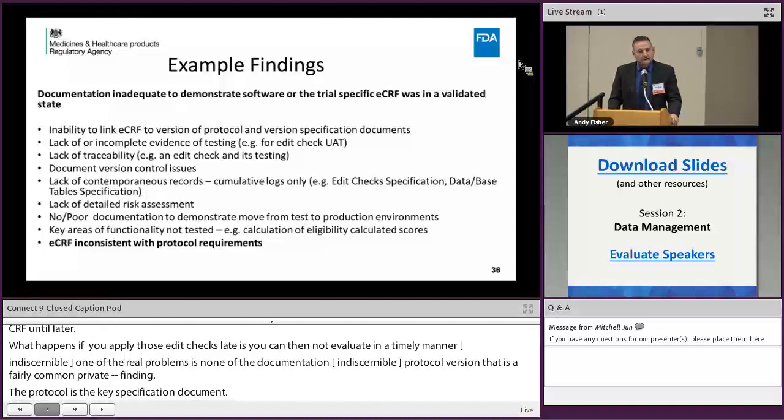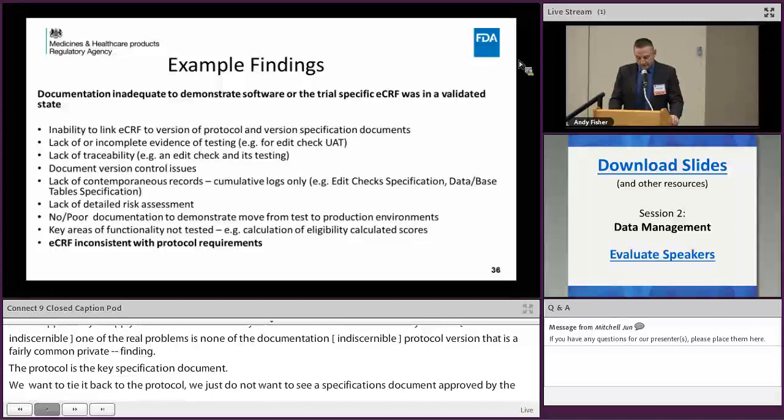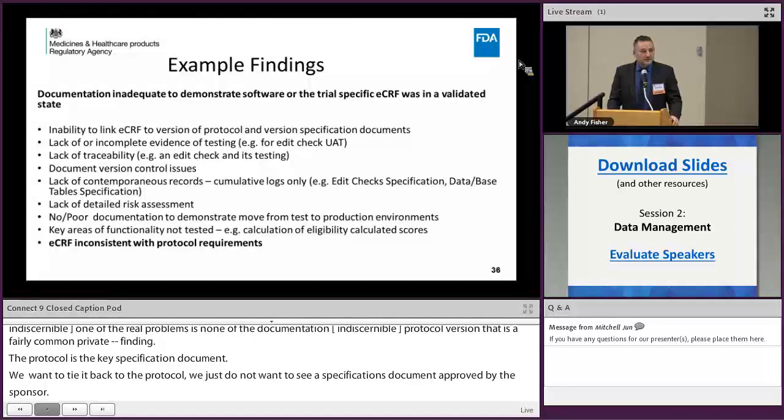The eCRF and any other system has to be built in compliance with the protocol. And remember, in the EU and the UK, it's a legal requirement to comply with the approved protocol. And this is why we don't accept any waivers for protocols.